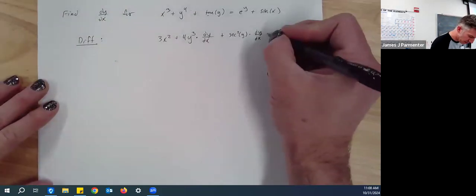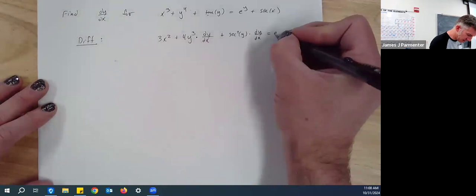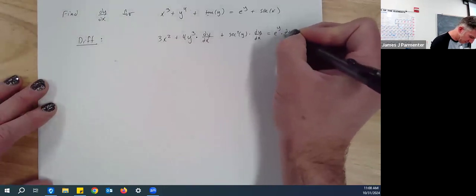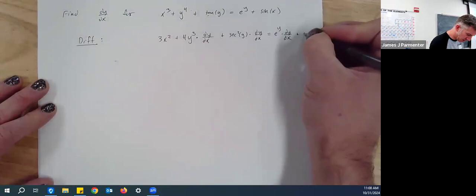On the right-hand side, the derivative of e to the stuff is e to the stuff times the derivative of the stuff. And the derivative of sine of x is cosine of x.